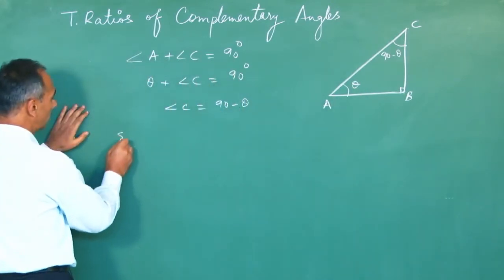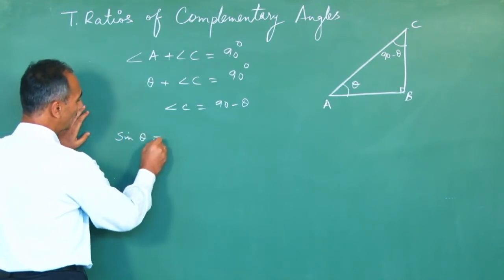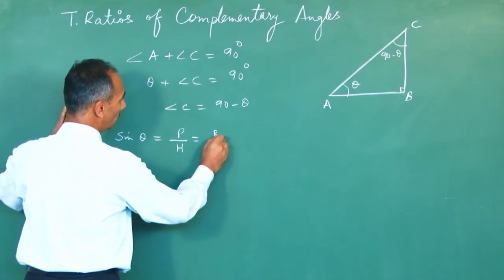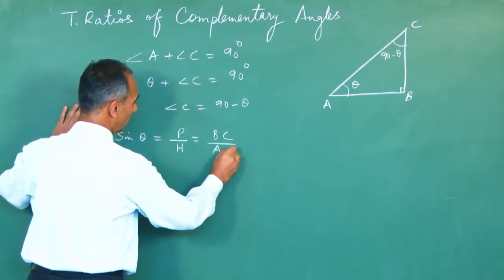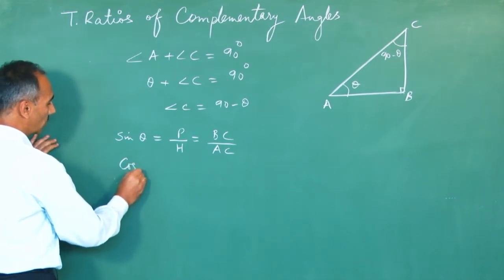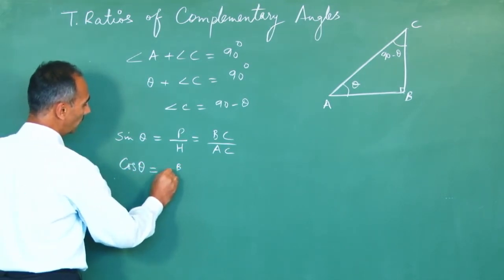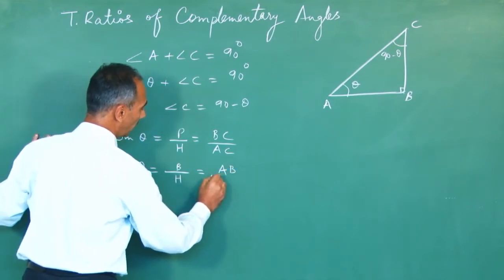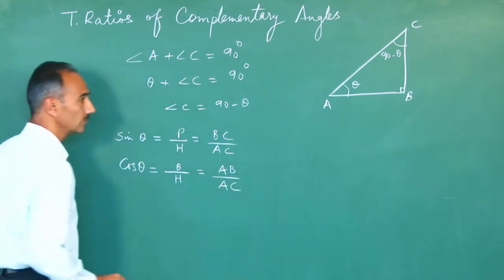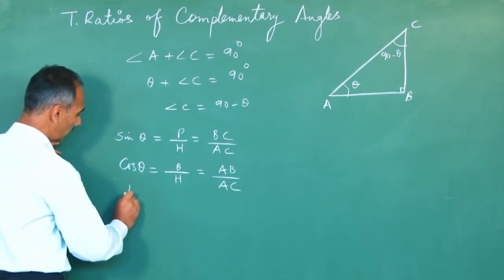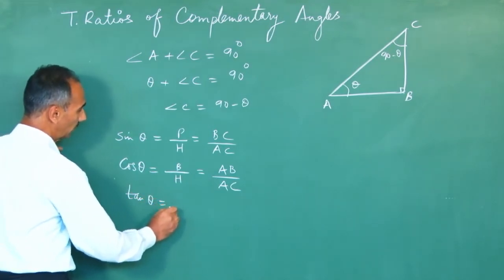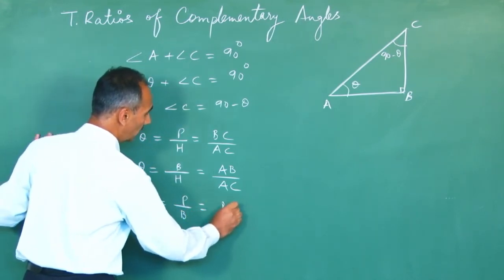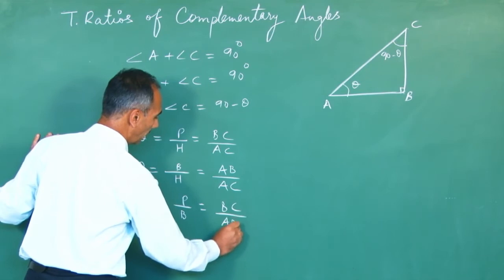Now, I will be taking sine of theta. Sine of theta in this case is, as we know, perpendicular by hypotenuse. My perpendicular is BC, and my hypotenuse is AC. What about cos of theta? Cos is based upon hypotenuse, so it will be AB upon AC. Let's move on to the third T ratio, that's tan of theta. Tan of theta is perpendicular upon base. My perpendicular is BC and my base is AB.